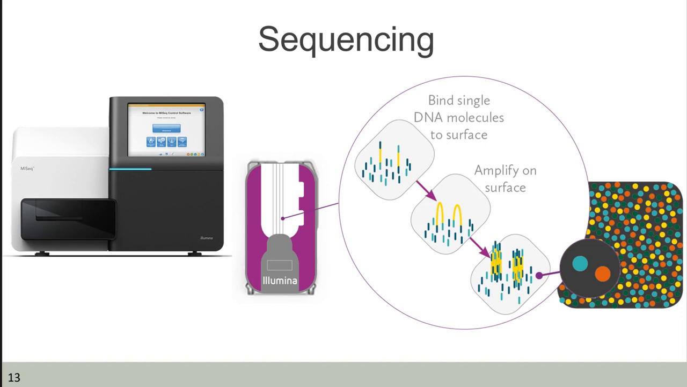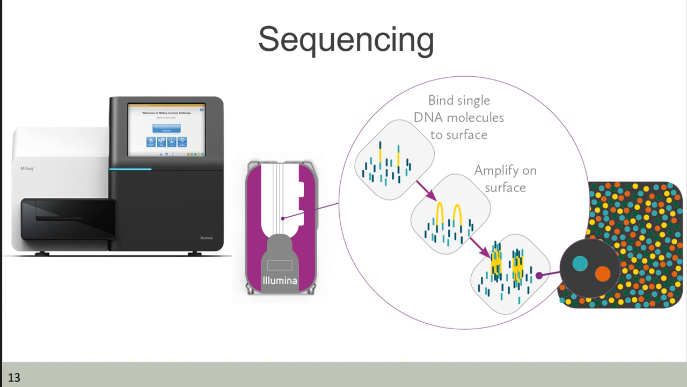Each nucleotide is labeled with a different color, just like with Sanger sequencing. But unlike Sanger sequencing, all of these pieces of DNA are randomly arrayed on this flow surface. And so you can have literally thousands of samples. Each of those samples has thousands of pieces of DNA. So you have millions of pieces of DNA that are binding to this surface.